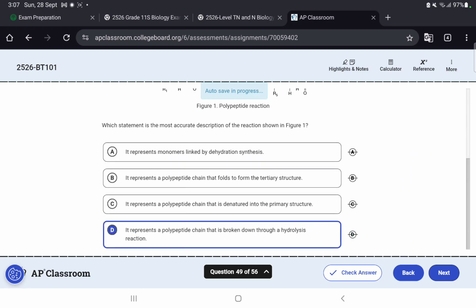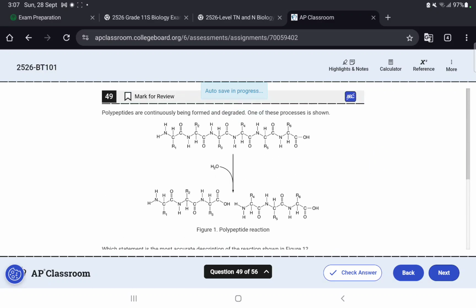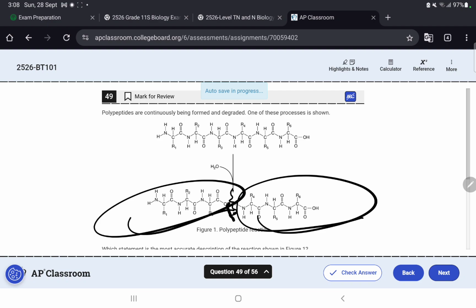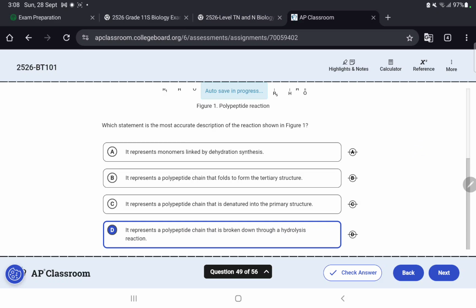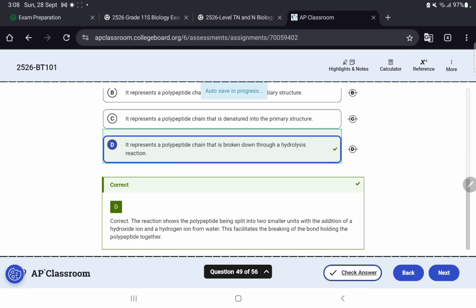Which statement is the most accurate description of the reaction in figure 1? Okay, so as you can see here, you have water being added. Look, water is being added. It's not being removed, it's being added, okay? So when you add water, you're usually breaking things down. Well, you're always breaking things down, okay? So you have hydrolysis, you have the two amino acids being broken apart through hydrolysis. So it represents a polypeptide chain that is broken down through a hydrolysis reaction. Correct.